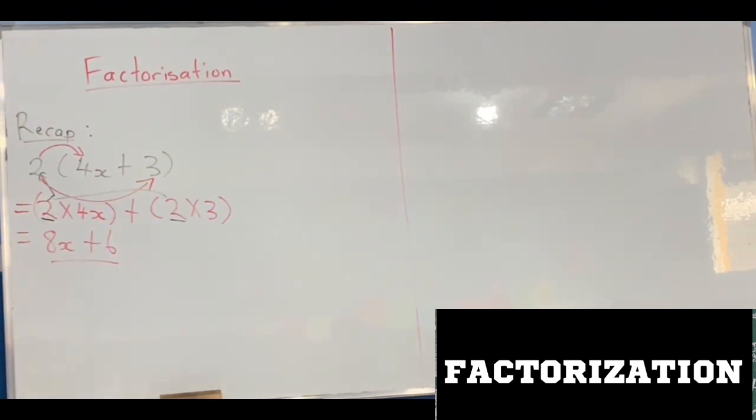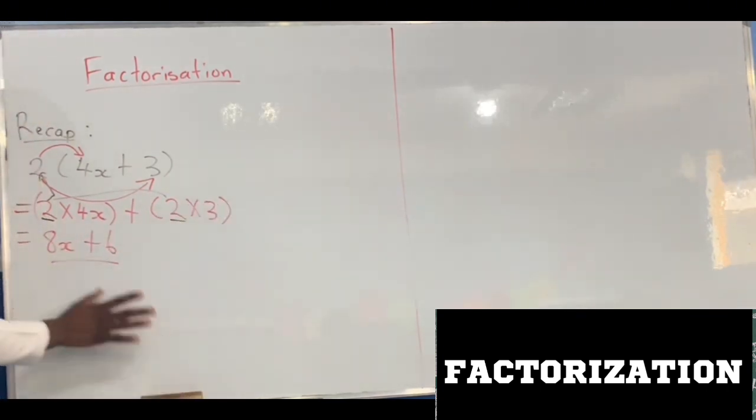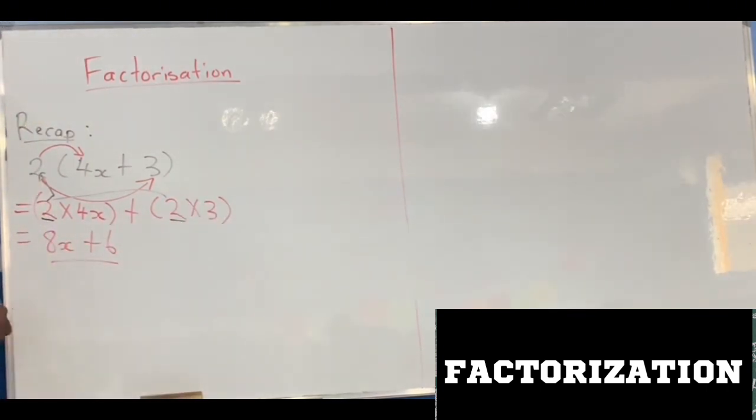The important thing when factorizing is to look for common factors. If you look at this example, there is 2 multiplying everything. The common factor here is 2, multiplying 4x and multiplying the 3. So 2 is the common factor. That's the one which we factor out. Okay, let's try another example and see.